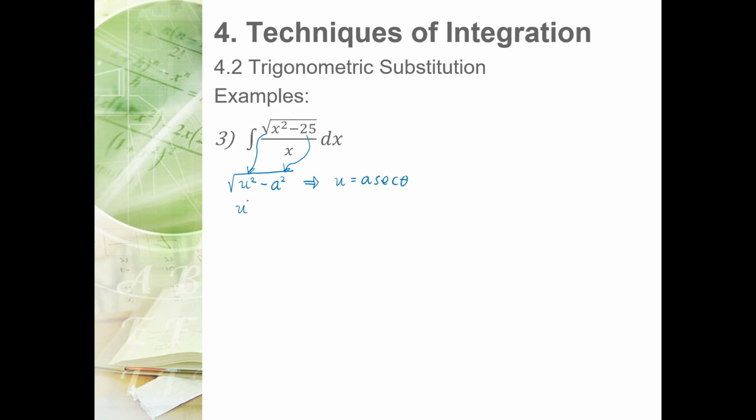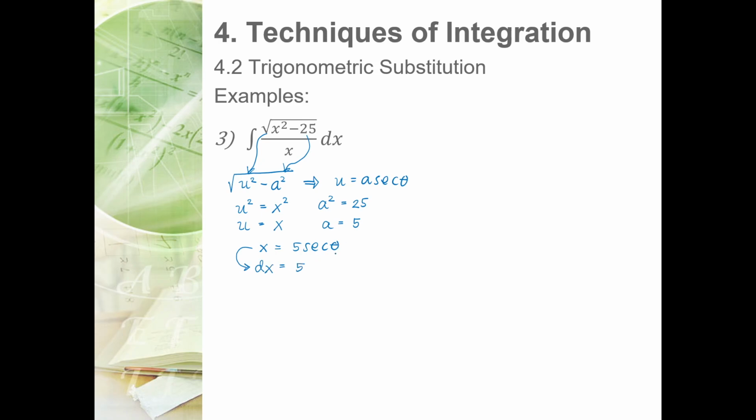So again, your u squared is equal to x squared, then your u parameter is x. For a squared, that's 25, then getting the square root, our a is 5. So now we can use the formula. So we have x is equal to 5 secant theta. Getting the derivative, dx is equal to 5.